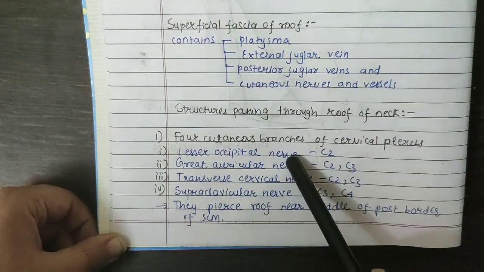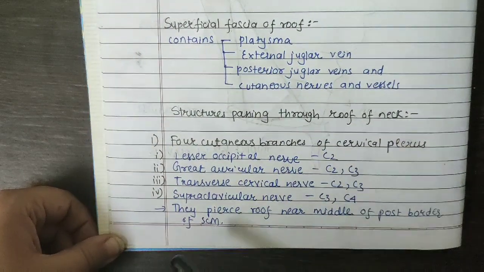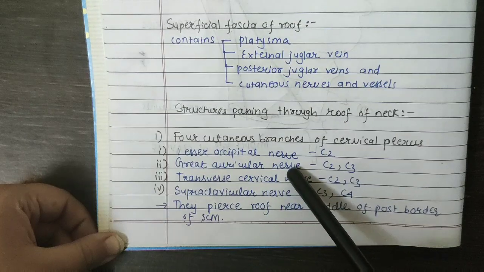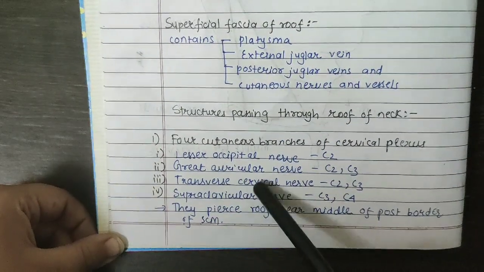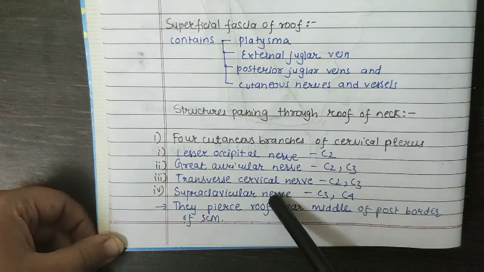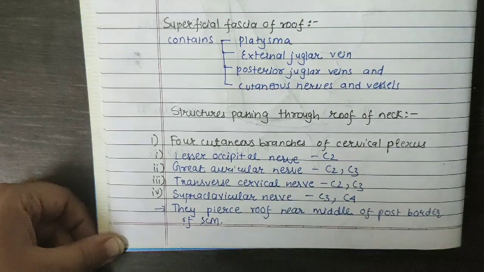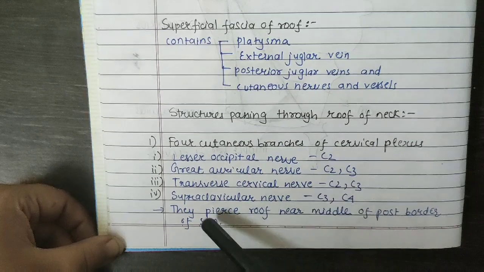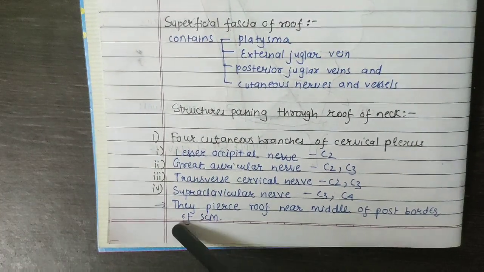Lesser occipital nerve, as I said, that was moving towards the occipital area, C2. Greater auricular nerve, that was divided into two, anterior and posterior divisions, C2 and C3. Transverse cervical nerve, that is C2 and C3. Supraclavicular nerve, that were three in number, that is medial, intermediate and the lateral. Now all these four nerves pierce the roof near the middle of the posterior border of sternocleidomastoid.